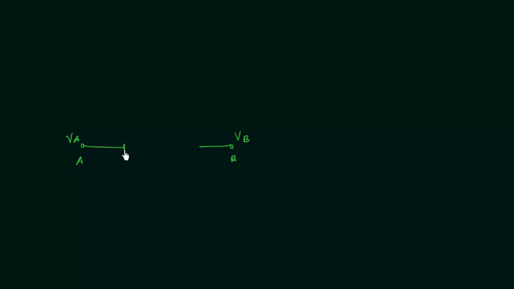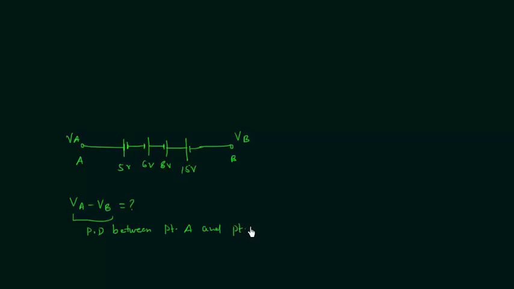And here we have a potential difference of 5 volts with this polarity, 5 volts. Then we have a potential difference of 6 volts. After this, there is a potential difference of 8 volts, and the final potential difference is equal to 15 volts. So these are the 4 potential differences given in this circuit, and we need to calculate VA minus VB. VA minus VB is nothing but the potential difference between point A and point B.